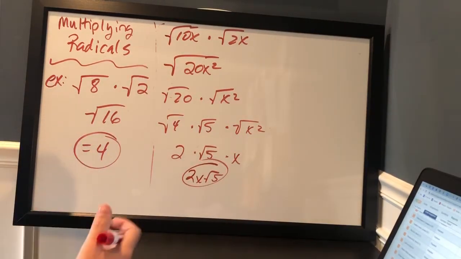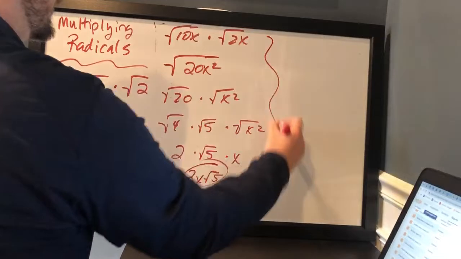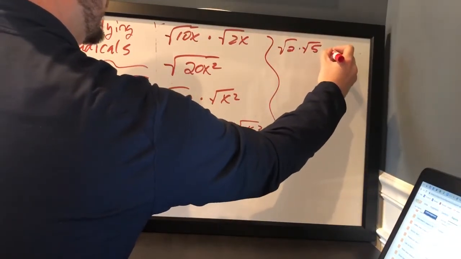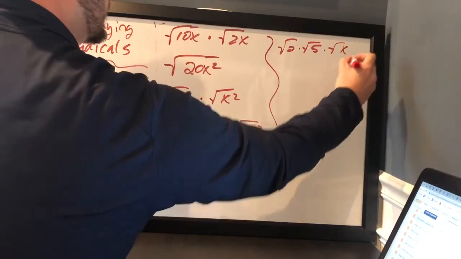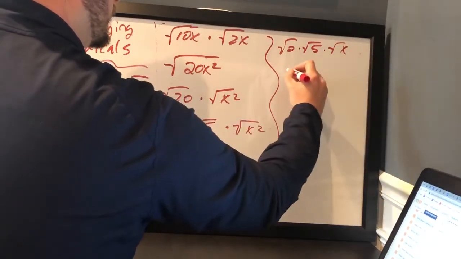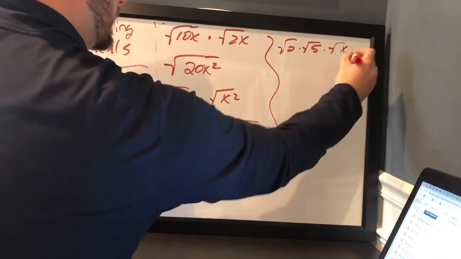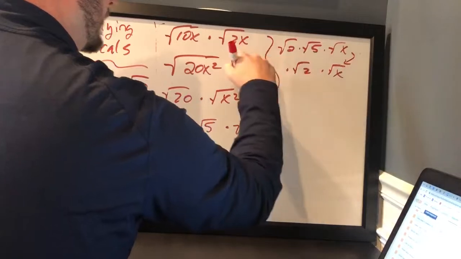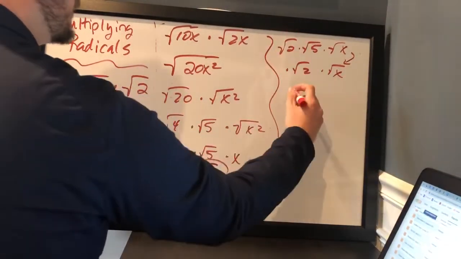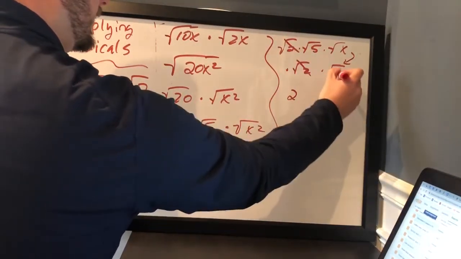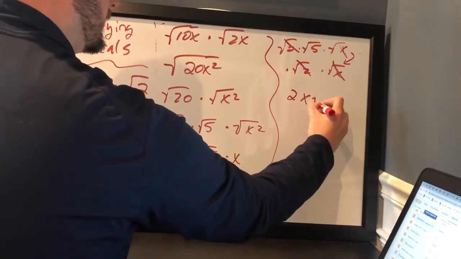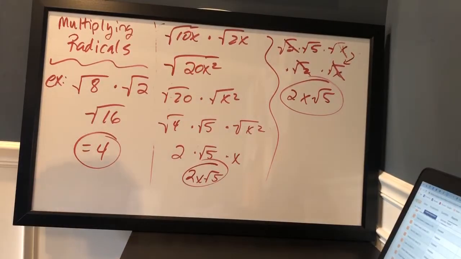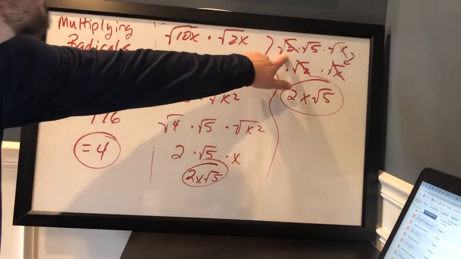Okay. If you decide to break it apart, you could have done this. Square root of 2 times the square root of 5 times the square root of x, and then times the square root of, I'm going to rewrite this down here, square root of 2 times the square root of x by breaking that up. These match, so we can pull out a 2. These match, so we can pull out an x. And you're left with that. Okay? So remember, if you have two things that match inside, they come out.